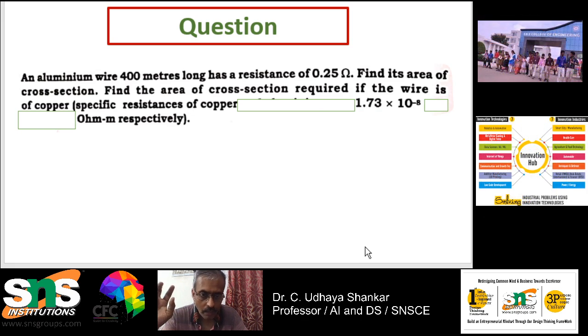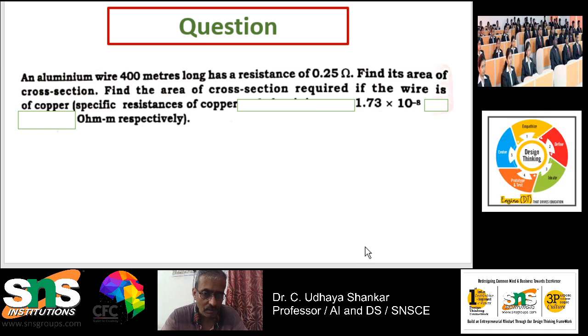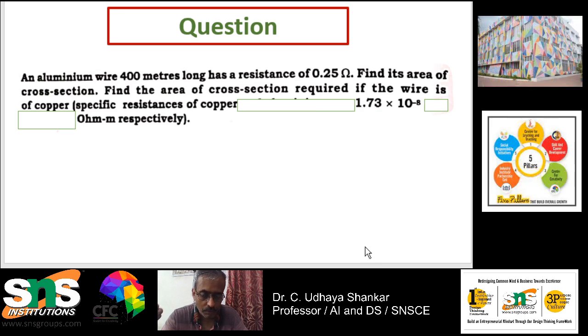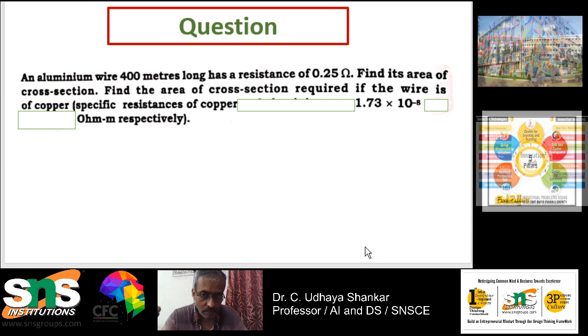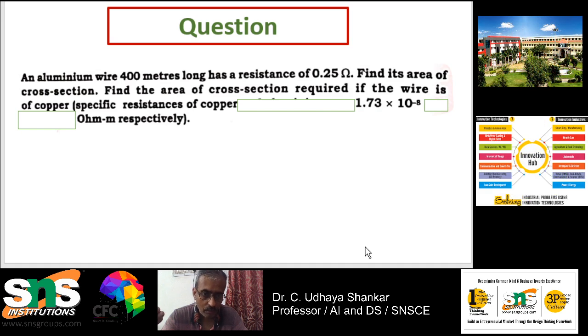Also, from the data book you can find the value of the specific resistance, because specific resistance is nothing but the resistance per unit meter. Here the specific resistance of copper is given as 1.73 into 10 power minus 8. Here you want to find what is the value of cross section that is required if it is a copper wire. Earlier we were solving for aluminum wire, but in this problem we will be solving for copper wire.